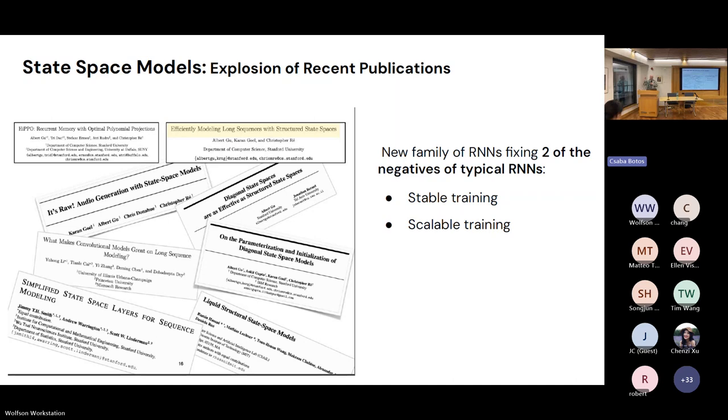Okay, so now what about state-based models, this new family of models? Well, in my view, and this is not how they were originally introduced, they're just recurrent neural networks that are trying to fix two issues with the typical RNNs that we had before, like LSTMs and GRUs and so forth. One, they're trying to make training stable, and this is maybe a bit more implicit in the works that have been published, but it's definitely one thing that they bring to the table. And the other thing is they try to make training scalable. So they try to make training as fast as it is for transformers.